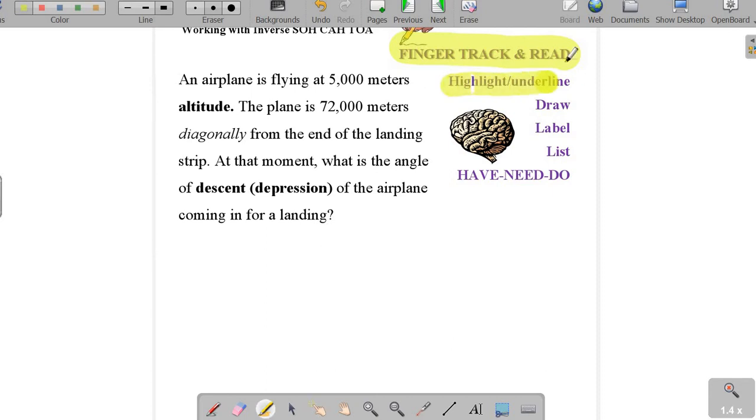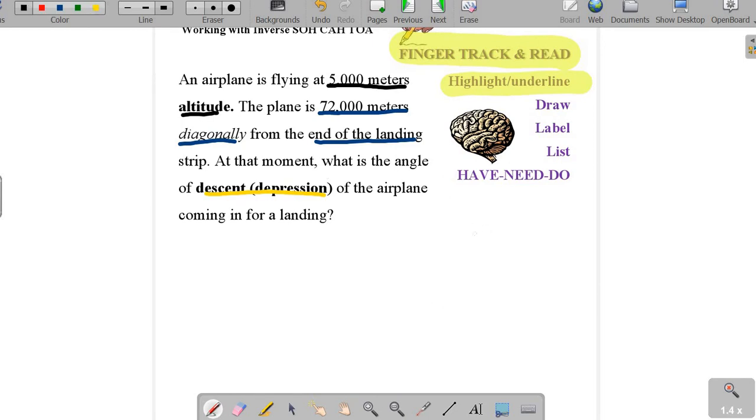Step 2, we highlight or underline our key concepts. The plane is at a 5,000 meter altitude. It is 72,000 meters diagonally from the end of the landing strip. We are looking for the angle of depression.